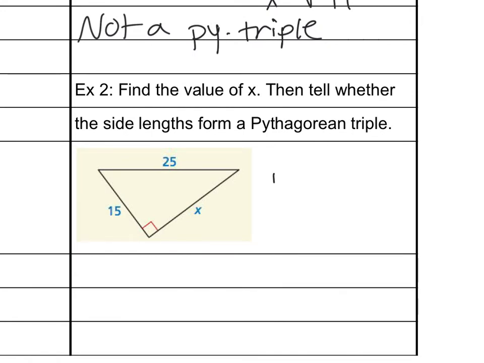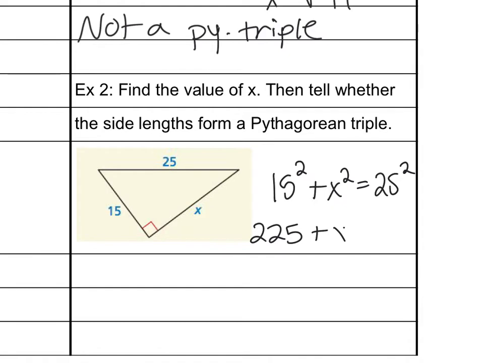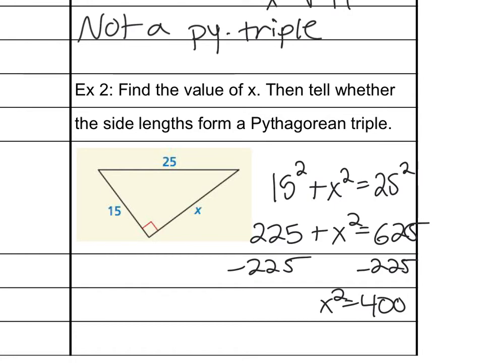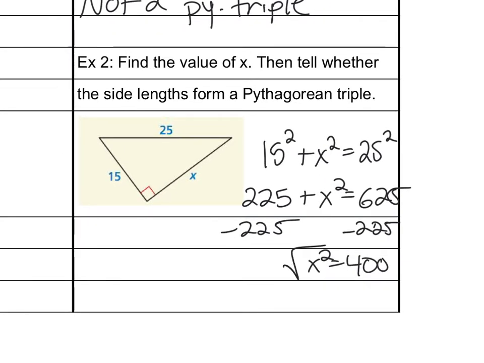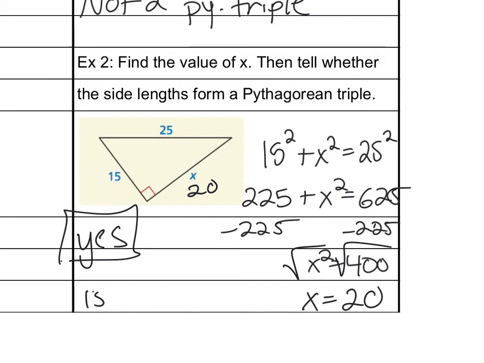Okay. Example 2, find the value of x, then tell whether the side lengths form a Pythagorean triple. So we're looking for a missing leg. So 15 squared plus x squared equals 25 squared. So this is 225 plus x squared equals 625. Subtract 225 from both sides. I get x squared equals 400, which means if we take the square root of both sides, x would equal 20. So yes, this is a Pythagorean triple. And if you notice, 15, 20, 25 are multiples of the 3, 4, 5 Pythagorean triple.